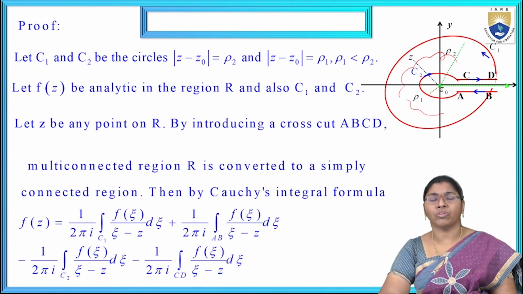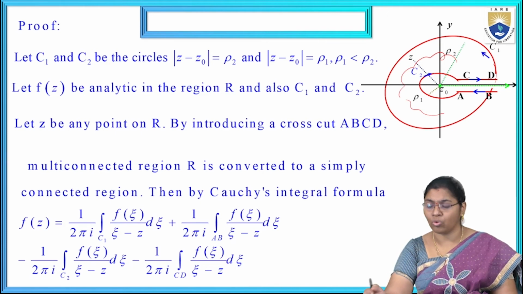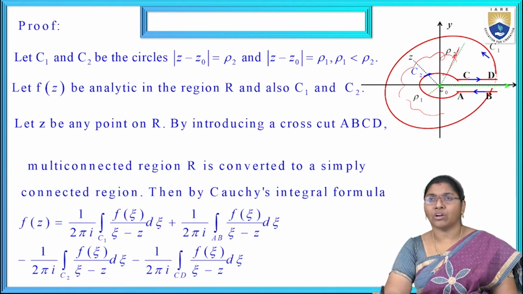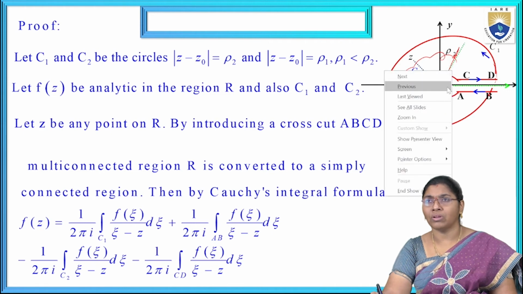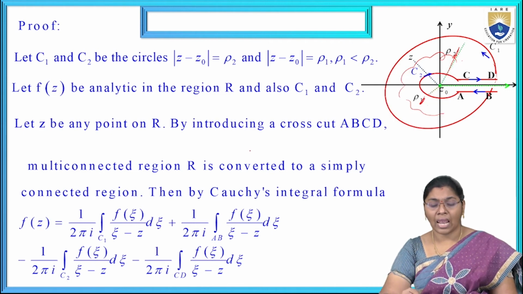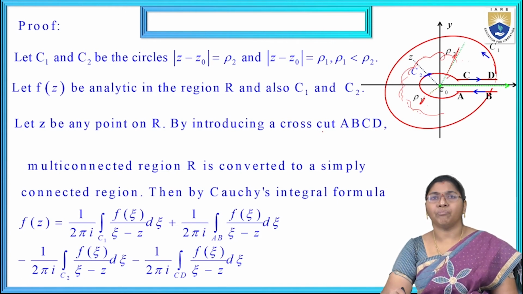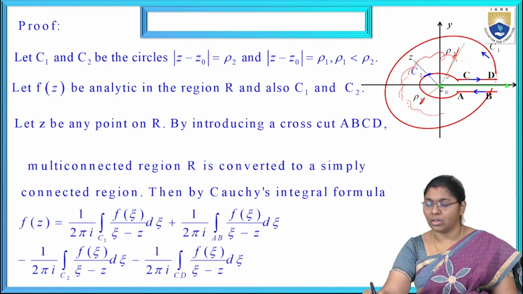Now simply the proof of this one is: let C1 and C2 be the circles modulus of z minus z0 equal to rho 2, this part, and modulus of z minus z0 equal to rho 1, that is this part. Here rho 1 is always less than rho 2. Let f of z be analytic in the region R and also on C1 and C2. Let z be any point in R. That's why I am telling z is a point of R.